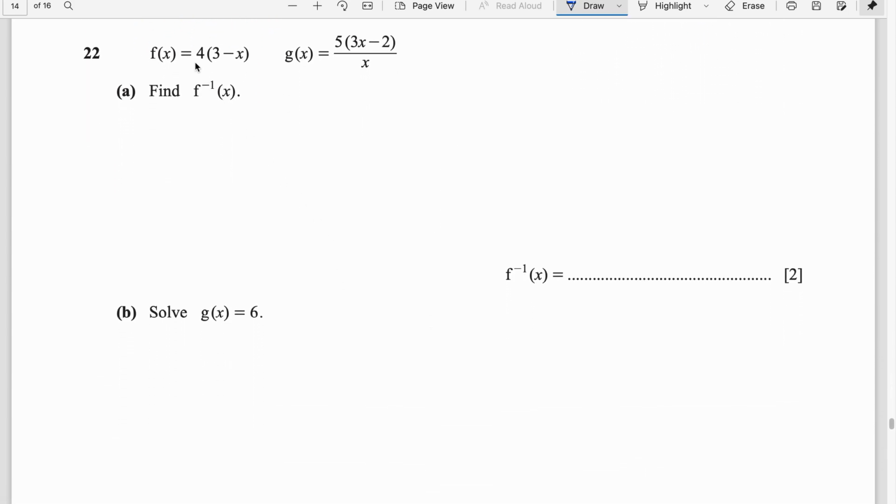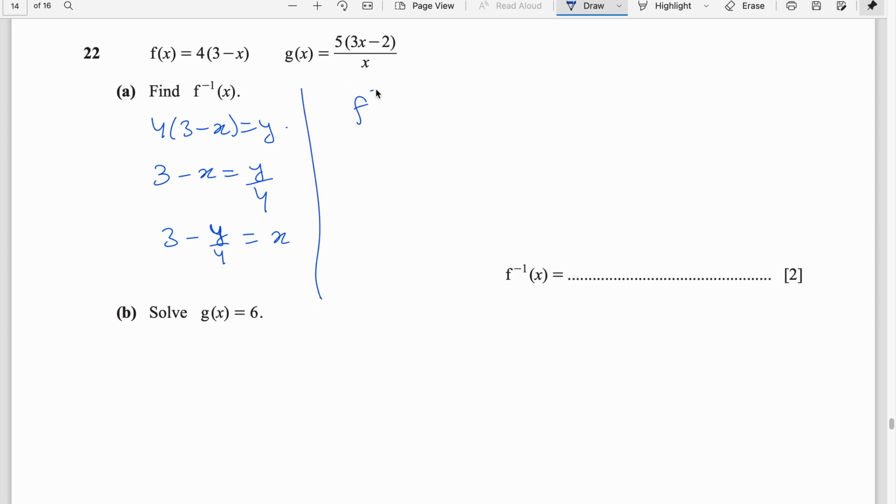Question 22, functions. f of x is given and you are to find f inverse. First step, put it equal to y. Second step, make x the subject of the formula. So 3 minus x is equal to y by 4. Take x to the other side, bring y by 4 to this side. Next step, replace x with f inverse x and replace y with x. This is also correct. You can also do one more step. Take the LCM and the inverse is 12 minus x by 4.